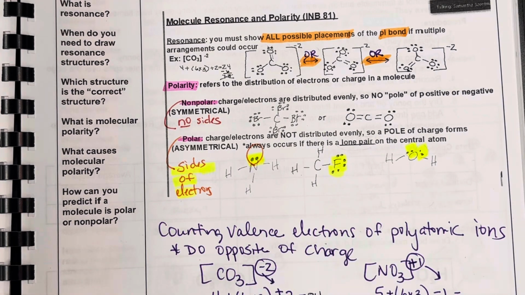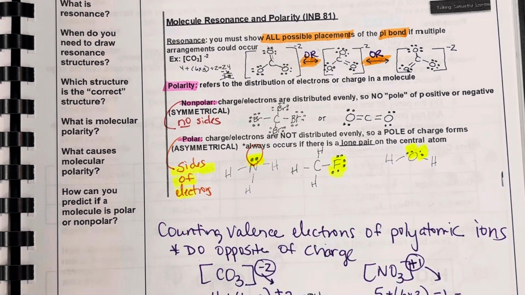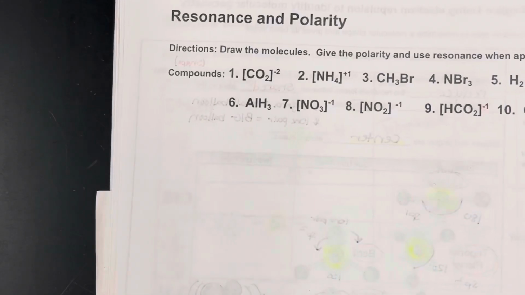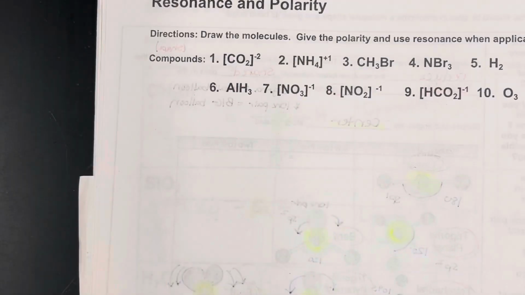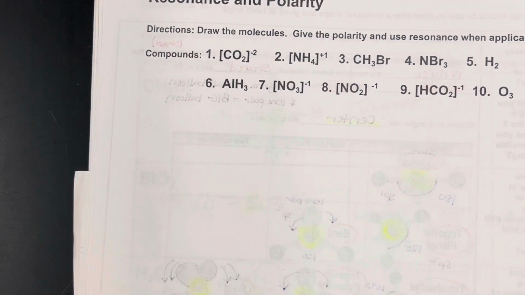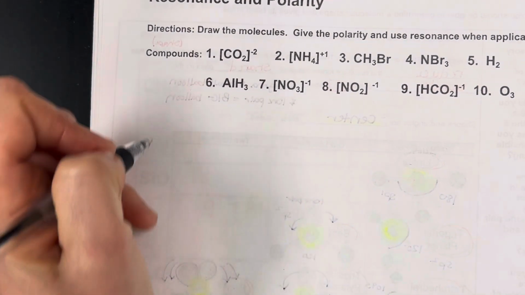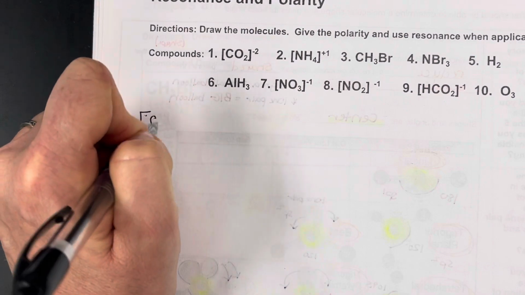So if we were to practice this, I'll do the first problem on page 136. I'm going to slide that over. We're going to do the things that we always have done. Then we're just going to say whether or not there's resonance for the molecule, and then we're going to talk about the polarity.